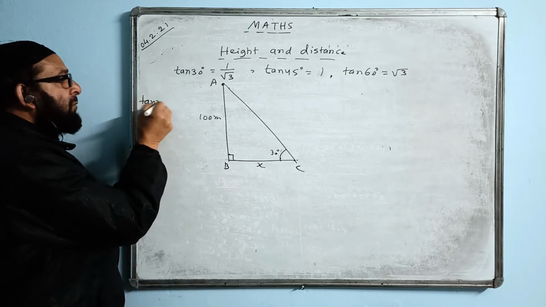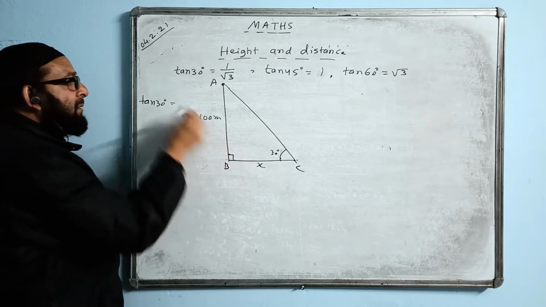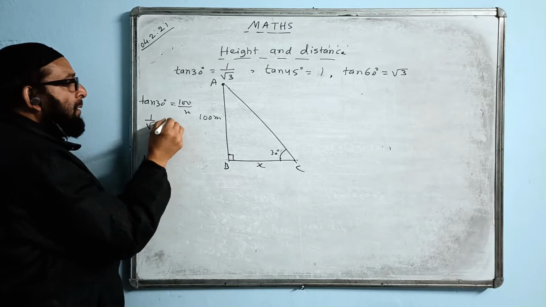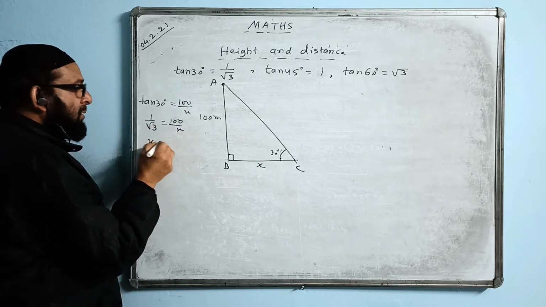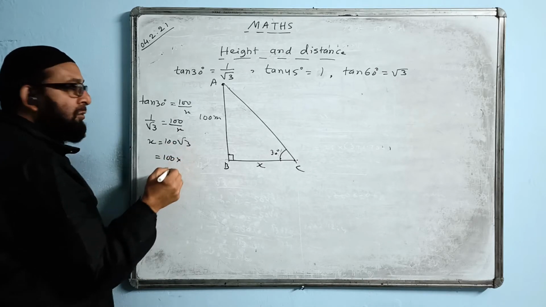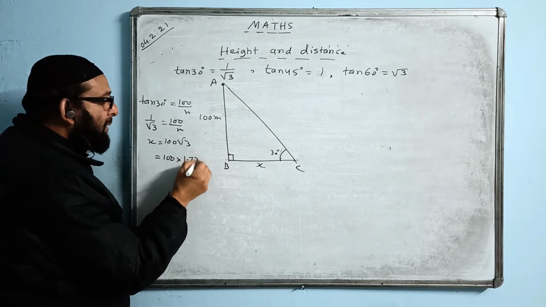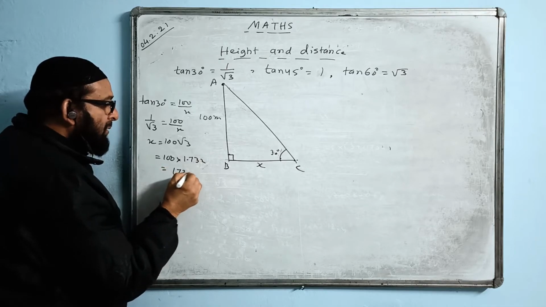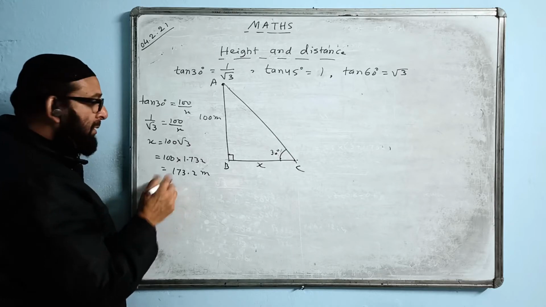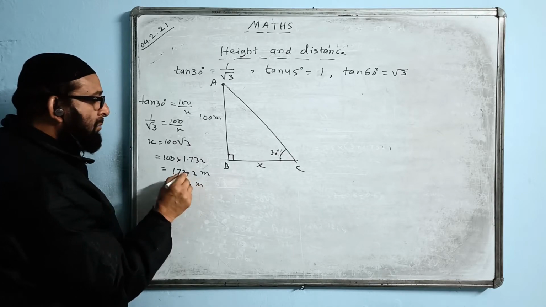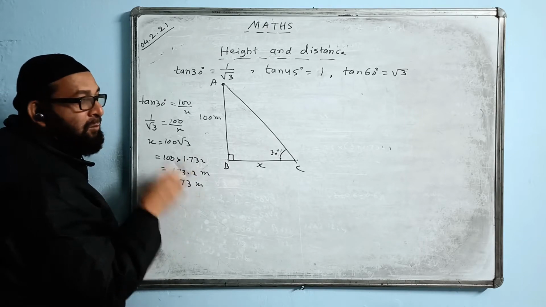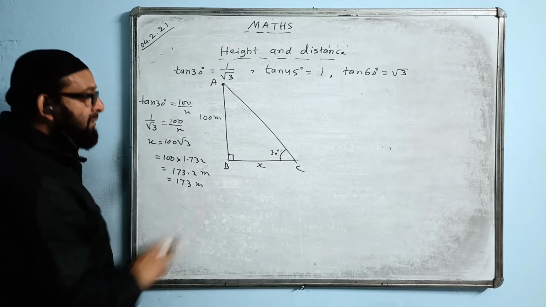Tan 30, I do. Tan 30 is perpendicular by the base, right? So 100 by x. Tan 30 value is 1 by root 3. So 100 by x, so x value is coming 100 root 3. So 100 root 3 is to be multiplied. No problem with it. We put the value and multiply: 173.2 meters. If they ask for the answer in the nearest meter, it is 173 meter, because this number is 0.2, less than 5, so this remains as it is. If this number is 5 or more than 5, then it increases. So the answer is 173 meter.